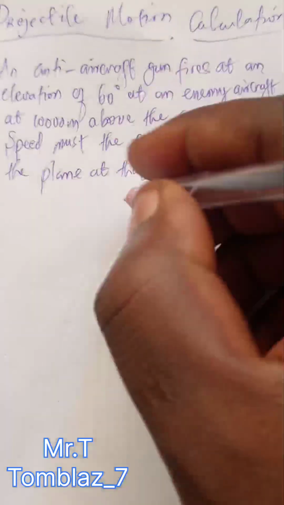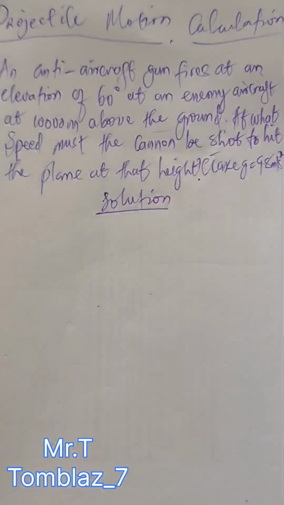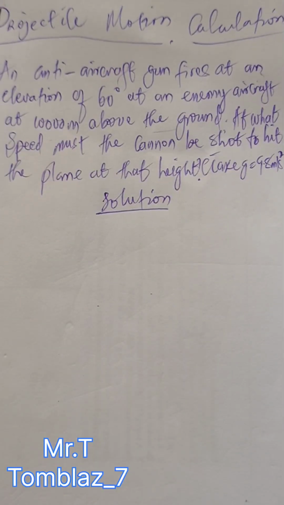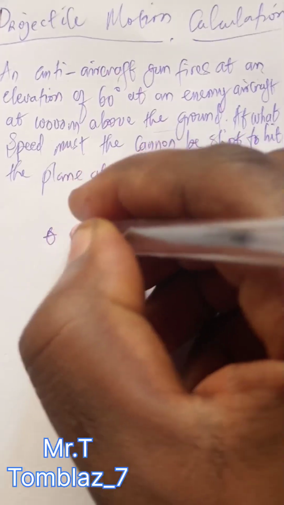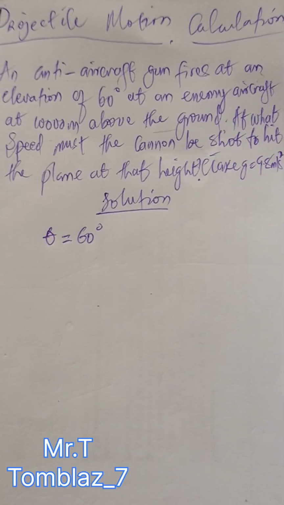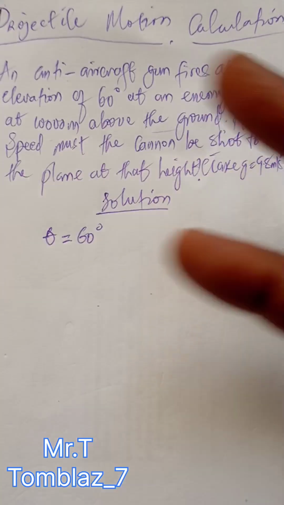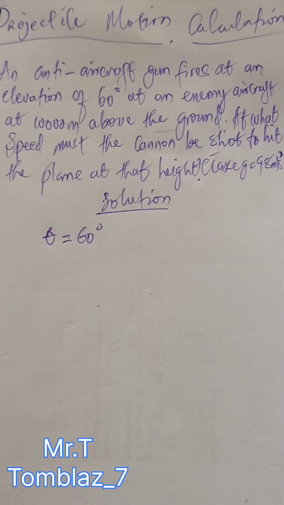Alright, solution. Now let's bring out the data we have been given. They say the anti-aircraft gun fires at an elevation of 60 degrees. That means there is an angle given. We can call that angle theta, which is 60 degrees. It is fired at an enemy aircraft at 10,000 meters above the ground.